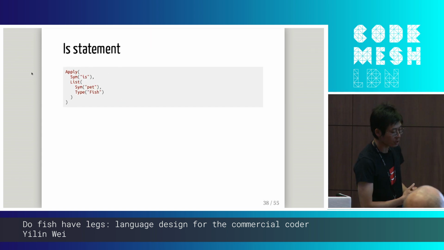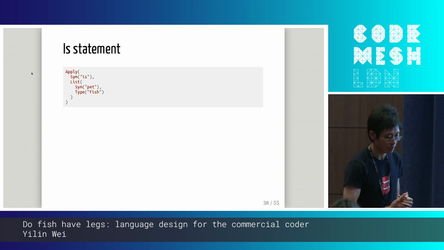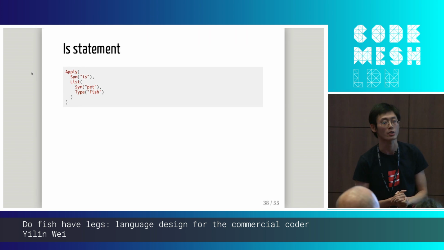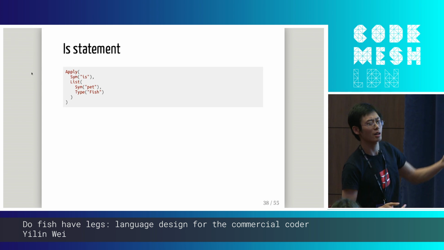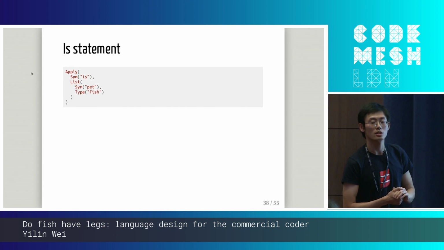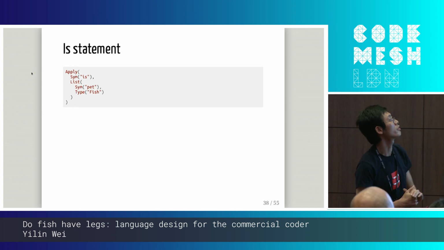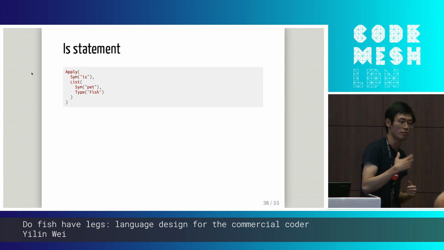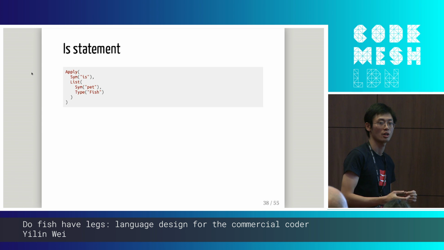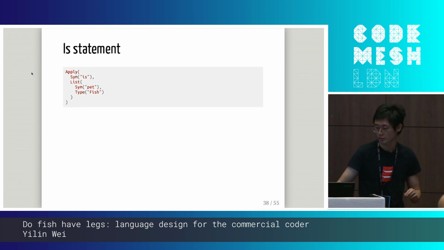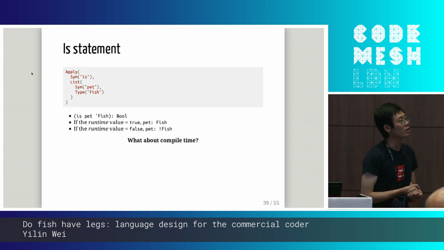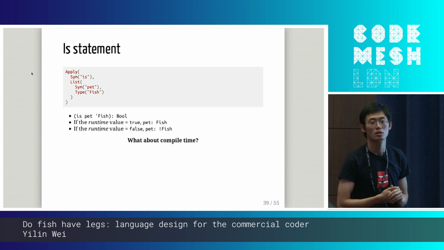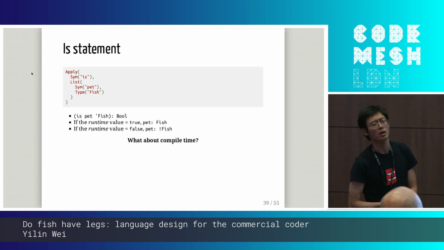So we're going to brainstorm, right? We're going to come up with an idea. We're going to say, let's imagine this particular construct, an is construct. And I'd like it to look something like this. I'd like to ask our program if the pet is a fish. And if it is a fish, I'd like to be able to do things that only fish can do. And if it's not a fish, then I'd like to do things that fish can't do, right? Pretty simple. And on the runtime level, this is pretty simple because I can just do a check. But what about at the compile time?